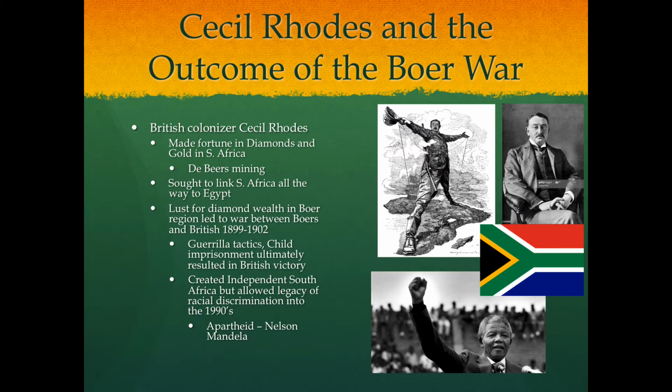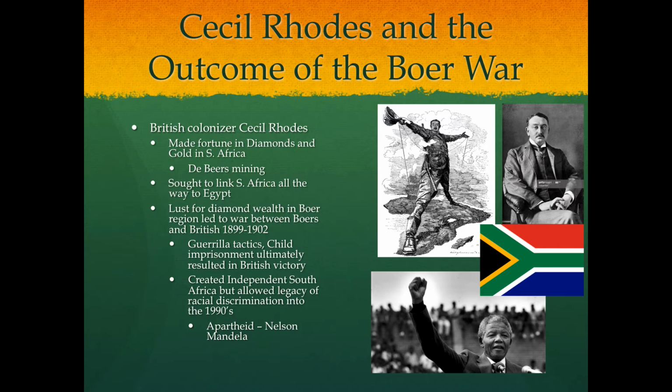Now, Cecil Rhodes came into South Africa and he made an absolute killing and a fortune in diamonds and gold. His mining fields, with De Beers mining, became essentially like a monopoly in the jewelry industry. Made lots of money. And Rhodes had bigger plans, though. He wanted to be able to link South Africa and make everything from South Africa all the way up the Nile into the Egyptian lands that were controlled by the British. He wanted it all to be British.